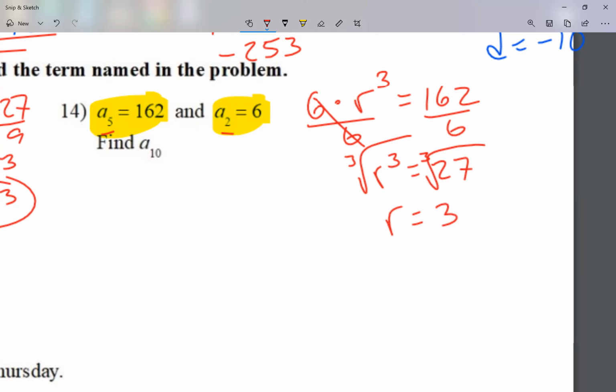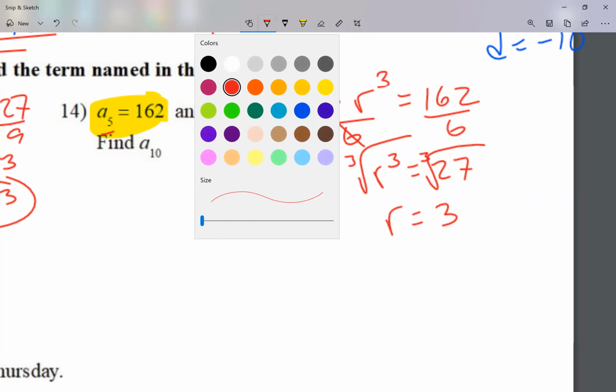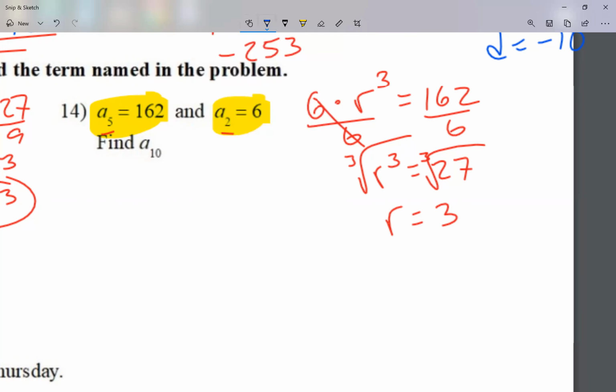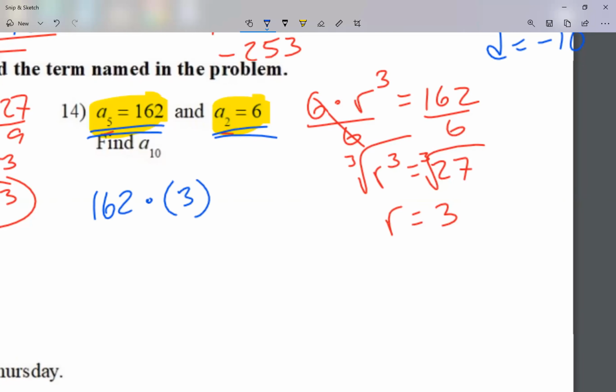Okay, cool. I need to find the 10th number. Let me change this to blue so we don't get confused. Now, it doesn't matter if I start from the second number or the 5th number. Honestly, I'm going to start from the 5th number because it's closer to 10. So I'm going to say 162 times the rate, which is 3, right? From 5 to 10, I only have to multiply 5 times. So I have to figure out what's 3 to the 5th, and 3 to the 5th is 243.